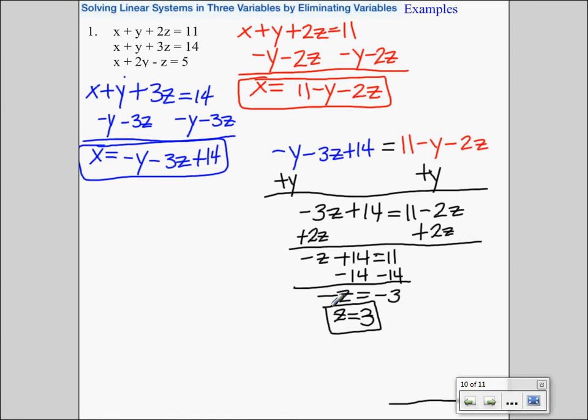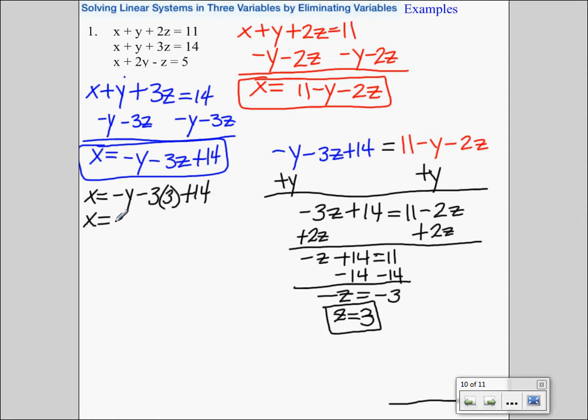That means z is going to equal 3. So now what I would recommend doing is taking what we have up here in red and in blue and plugging the 3 in, and something interesting will happen. So for here, we're going to have x equals negative y minus 3, and then for z, let's put 3 plus 14.